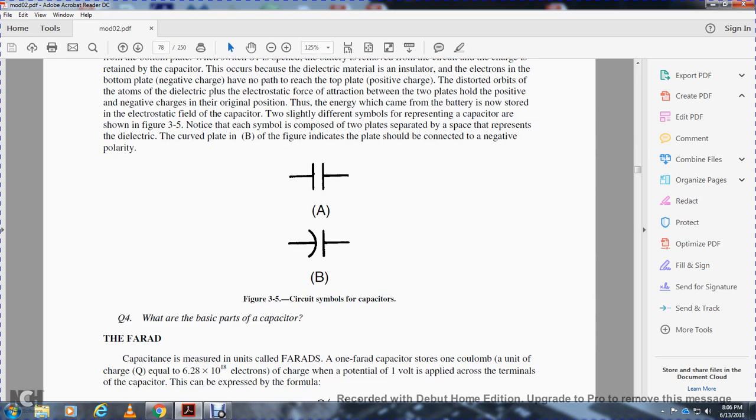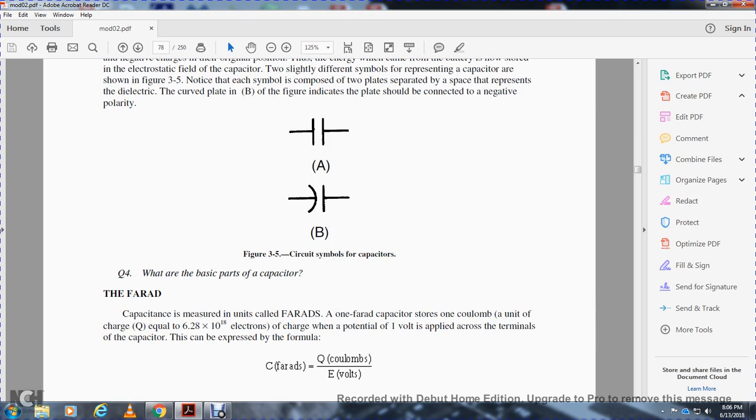What are the three basic parts of a capacitor? The farad. Capacitance is measured in farads. One farad capacitor stores one coulomb, or unit of charge, equal to 6.28 × 10¹⁸ electrons, with a potential of 1 volt across the terminals of the capacitor, expressed in the formula.